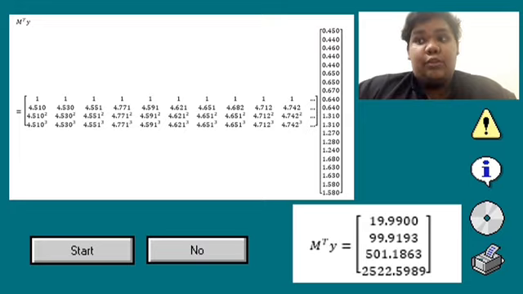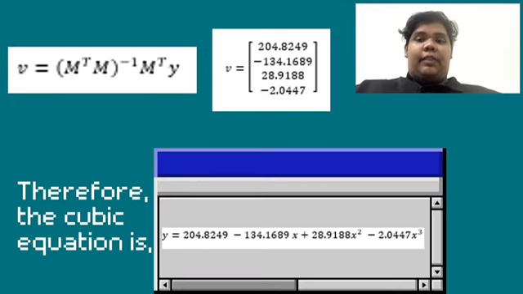Let's continue. So now we can calculate the v value. Looking at the formula, we just input the values that we got earlier into the formula, hence we get the value for v. With this value, we can create the cubic equation that can be seen in the box below.